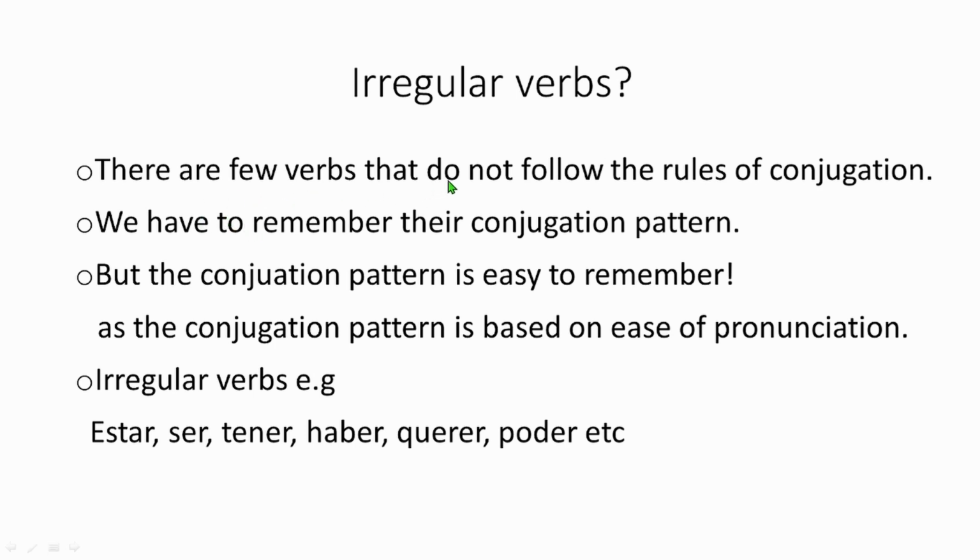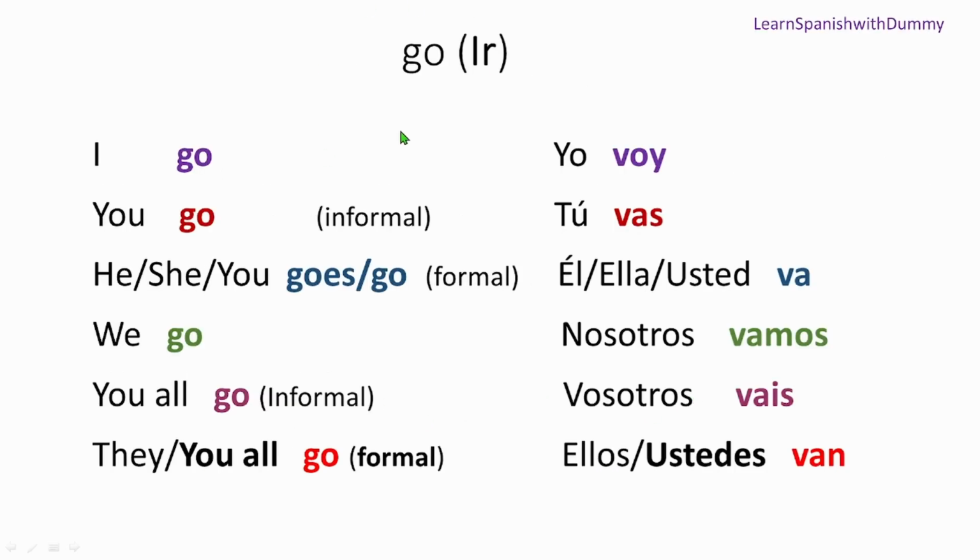There are very few verbs that do not follow the rule of conjugation. We have to remember their conjugation pattern. They don't have the pattern, so we need to remember them. But the conjugation pattern is easy to remember. Some of these verbs are estar, ser, tener, haber, querer, poder, etc.